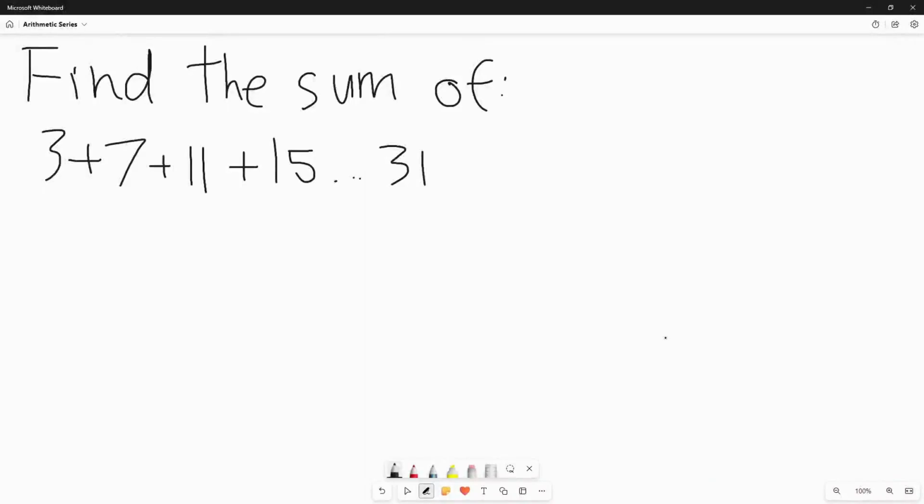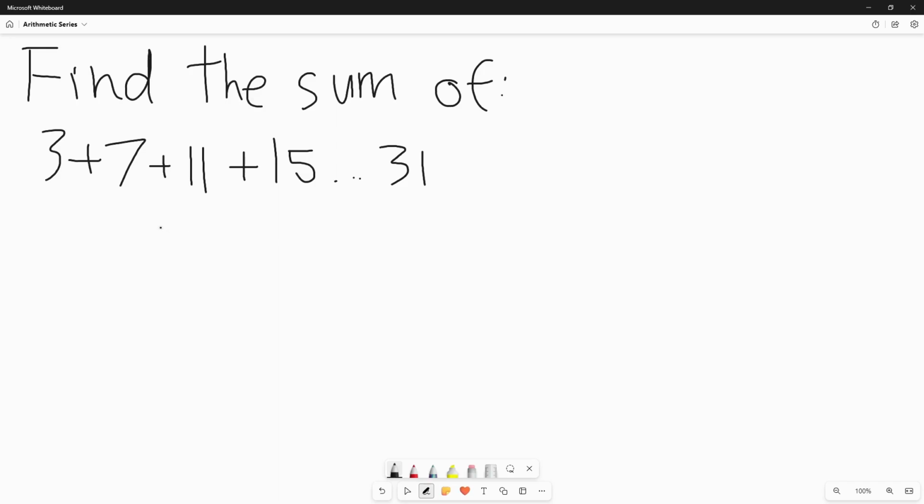Now that we've learned the basics, let's try some practice problems. If you know how to do this one, then pause the video and try it. What this question is asking is to find the sum of this series, which is 3 plus 7 plus 11, all the way until plus 31. And the first thing that you need to find out is how many terms there are.